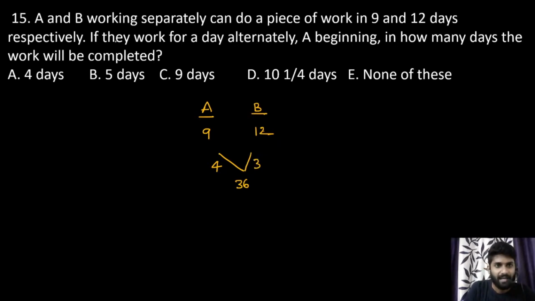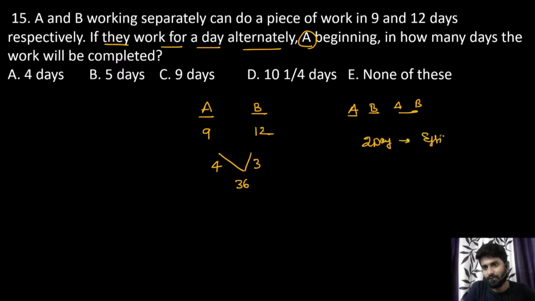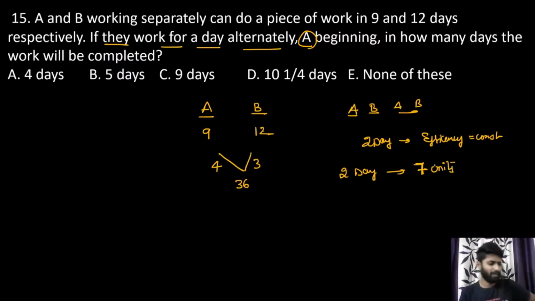Now see, guys, if they work on alternate days, beginning with A, means A, B, A, B. Every 2 days, the efficiency is constant. Now observe, guys, for 2 days they completed how many? 7 units, guys. Everyone observe, every 2 days they completed 7 units.